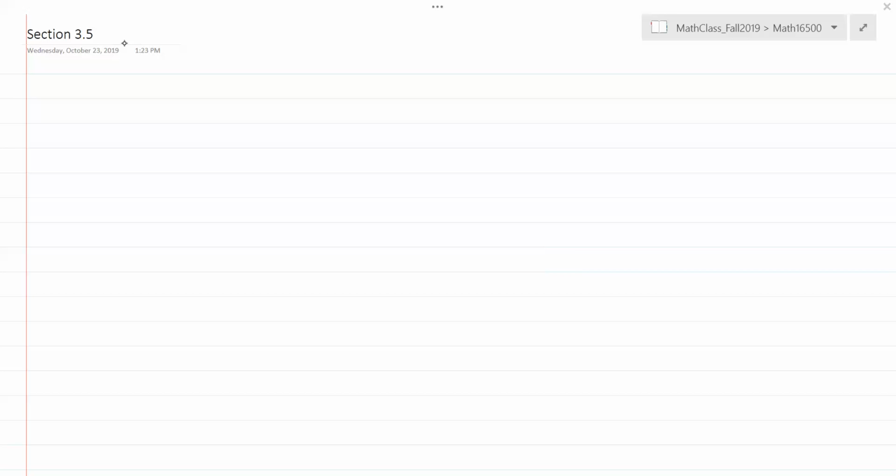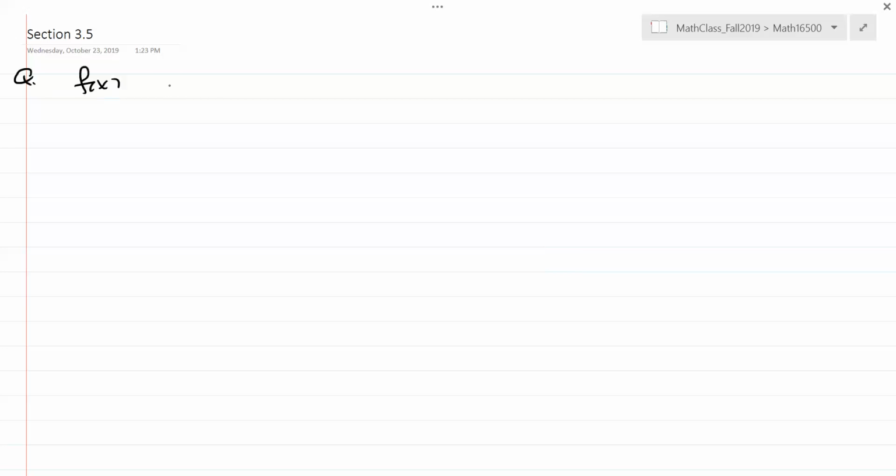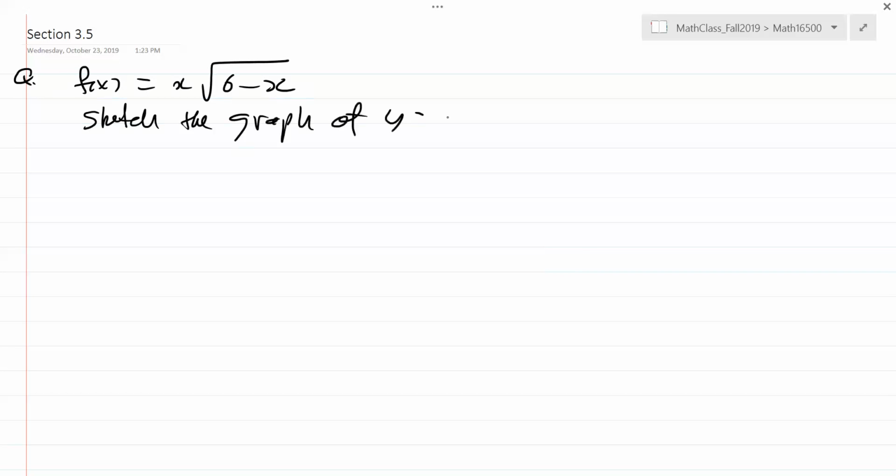My first function. This is a typical function. f of x equals x times the square root of 6 minus x. You're given this function, and sketch the graph of y equals f of x.